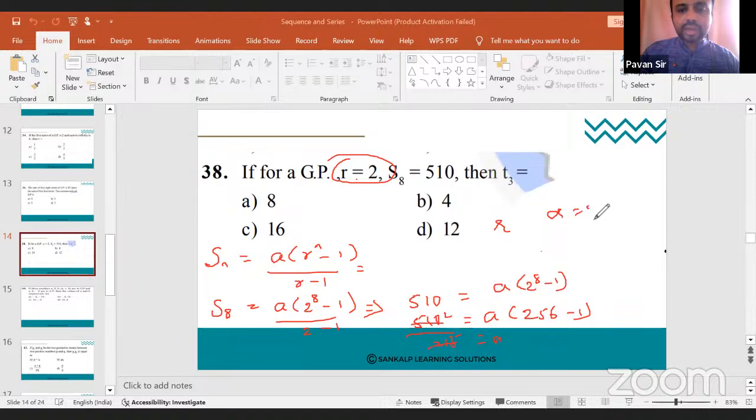Once you get the A value, A is 2, then you can directly find T3. T3 is nothing but 8 is the answer. Why? Because T3 means it is 2 into 2 raised to 3 minus 1. So it is 2 into 2 raised to 2. 2 square is 4, 4 into 2 is 8. 8 is the answer. Okay.